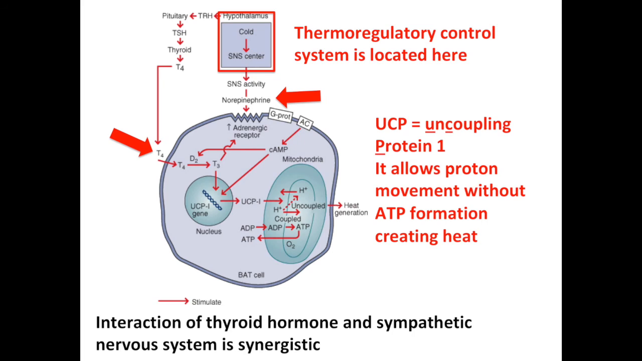And what uncoupling protein 1 does is it migrates into the mitochondria and uncouples the electron transport chain from the production of ATP. And so rather than get ATP formed, you get an increase in thermogenesis, the cell heats up, and this allows your body then to maintain thermoregulation.